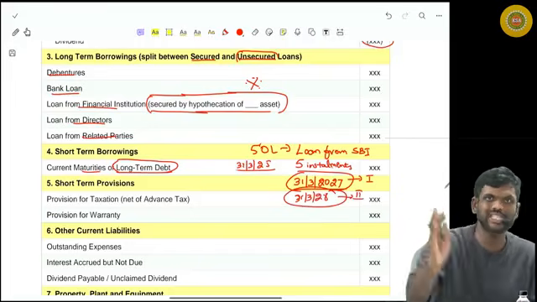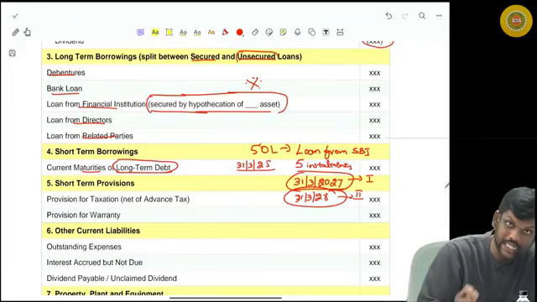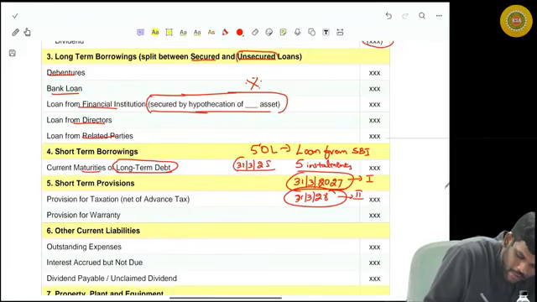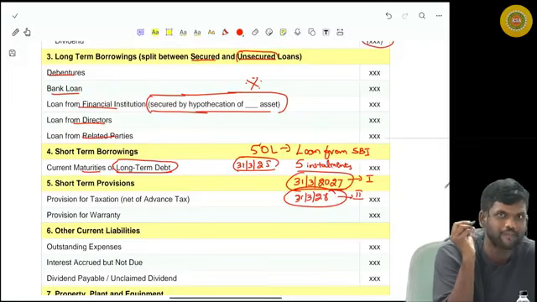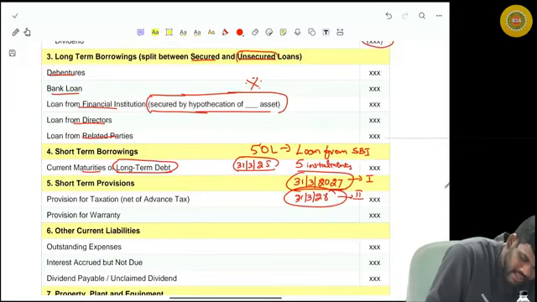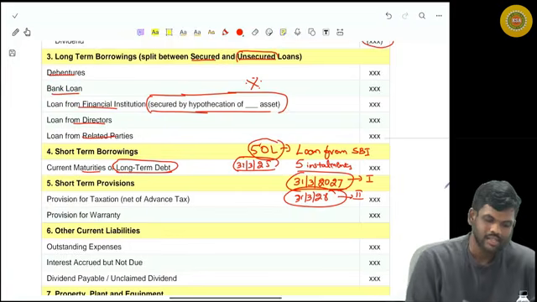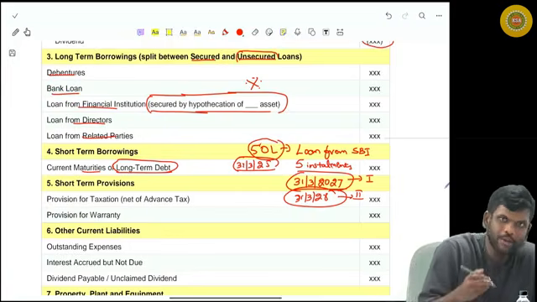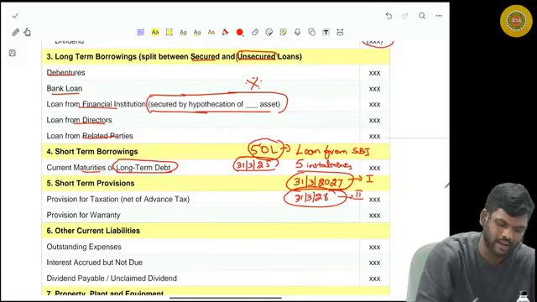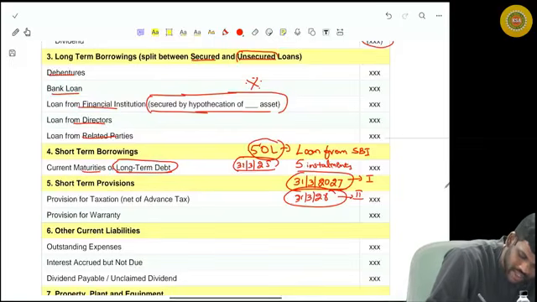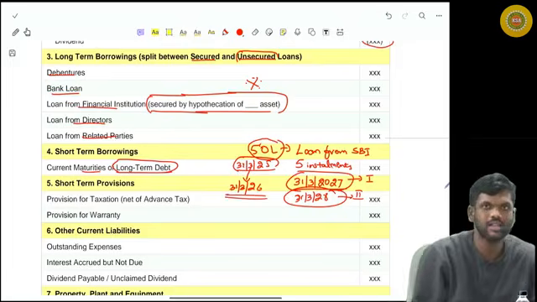Continuing till you finish this loan. Now if you see, listen carefully. When you are preparing the balance sheet as at 31st March 2025, this entire 50 lakhs, you are required to pay only after 12 months from the balance sheet date. Because 12 months from the balance sheet date is actually up to 31st March 26.